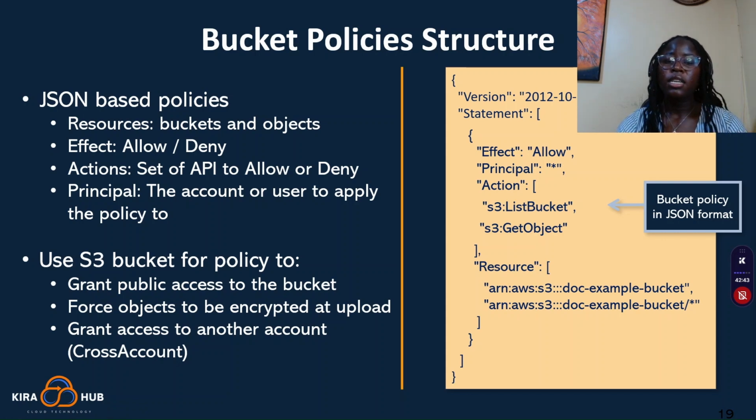So this is an example of a bucket policy, and our policies are defined in JSON. So we have resources, and resources define which buckets and objects the policy applies to. We have the effect, which will tell us: is the action allowed or denied? And then we have the actions, which are API calls that are allowed or denied. Things like S3 get object, S3 put object, S3 list object, whatever you think about, any API call. And the principal refers to the user or account that the policy applies to, who can perform that action.